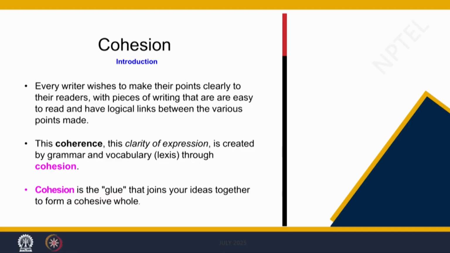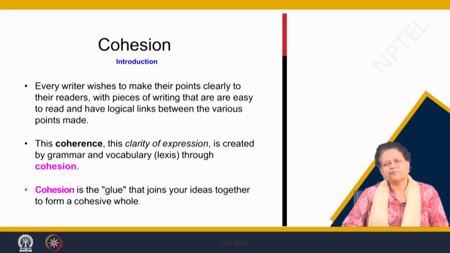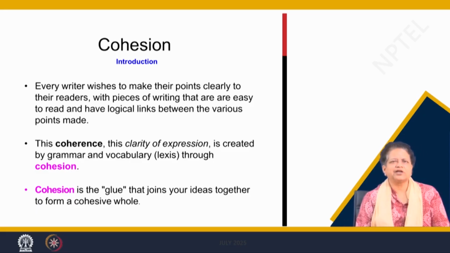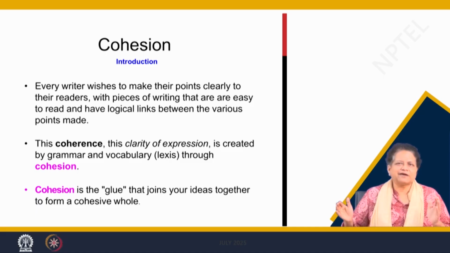Once again, we begin with cohesion and introduce cohesion. And this slide is also repetitive, but this slide is repeated because we are going to talk about the similar things we have already talked about in lecture 11, but in a slightly different context. So, cohesion is very important for each and every writer because they would like to make the points clearly with pieces of writing that are easy to read and have logical links, but finally have to be put in one document, which may be the PhD thesis or the article or the abstract.